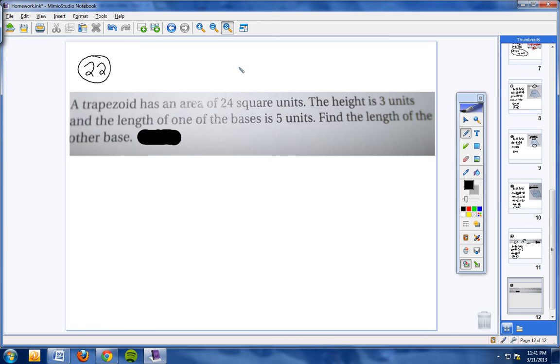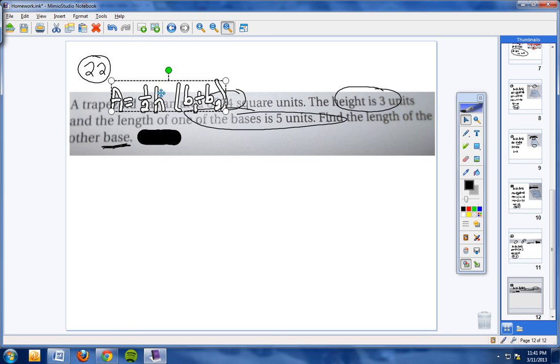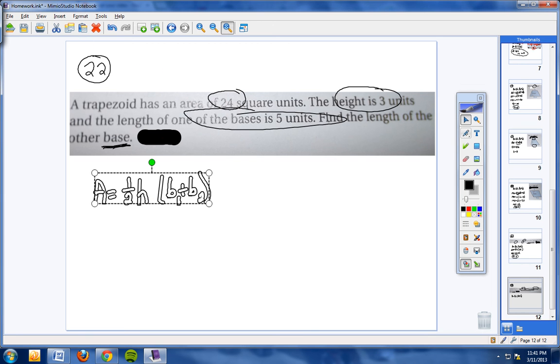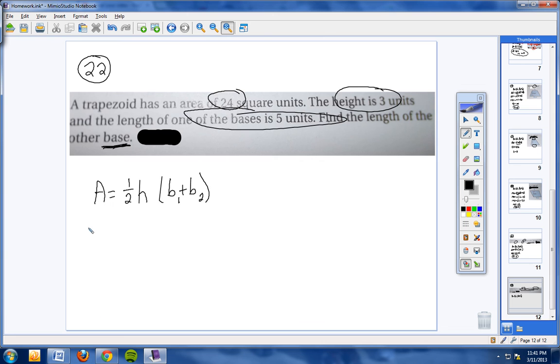Last problem. Okay, they give us the area, they give us the height, and they give us one of the bases. So we're trying to find the other base. So pretty much like the others that we've done, this shouldn't be too difficult. All right, where the A is, I'm going to substitute 24. That's my area. For the H, I'm going to substitute 3 because that's my height. And then for my bases, I'm going to have B plus 5 because one of my bases is 5 and the other base is B.